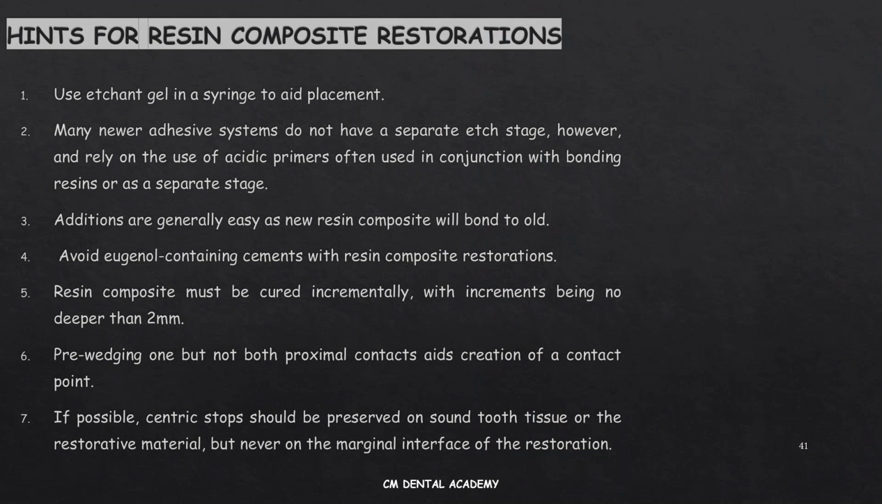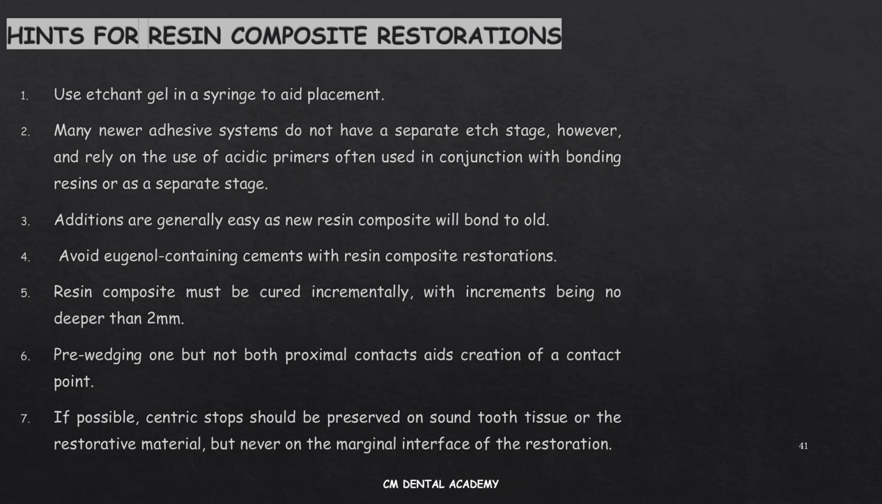A few key points to be taken into consideration for resin composite restoration: using etch as a gel in a syringe aids in placement. Usually they are available in syringe form. Many newer adhesive systems do not have a separate etch stage, however, and rely on the use of acidic primers, often used in conjunction with bonding resins or as a separate stage. Additions are generally easy as new resin composite will bond to old. Avoid eugenol-containing cements with resin composite restorations.